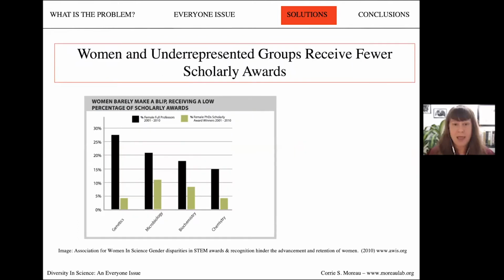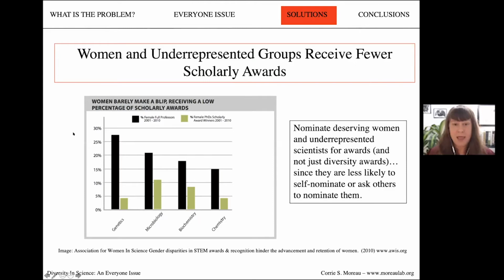Now, it's true not just across the biomedical fields, it's true across many different fields that female Ph.D. candidates and even full professors are very underrepresented in who's receiving prizes. In this graph, even at the highest, women are only receiving about 27% of all prizes compared to their male counterparts. So one thing I would recommend is that all of you should be nominating deserving women and underrepresented scientists for awards, and not just diversity and service awards.